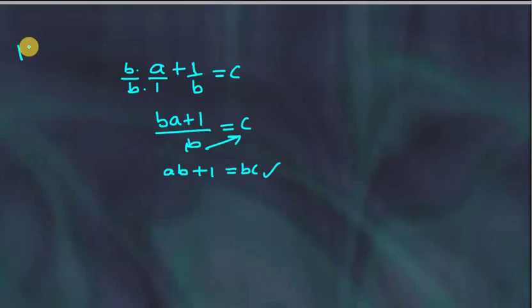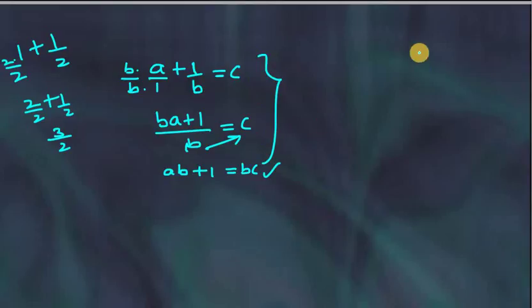Most of the children will feel it is very hard to add 1 plus 1 by 2. So how to add this? I can write 1 as 2 by 2. I want to make the denominator 2, and that's why I am multiplying numerator and denominator by 2. So I will get 2 by 2 plus 1 by 2. So what is the answer? 3 by 2.